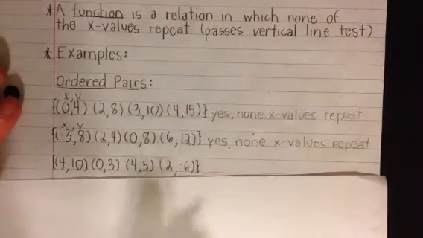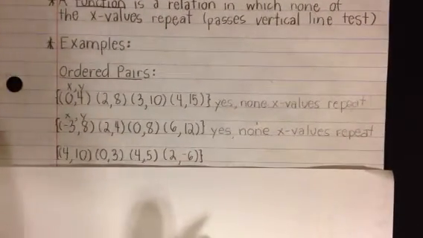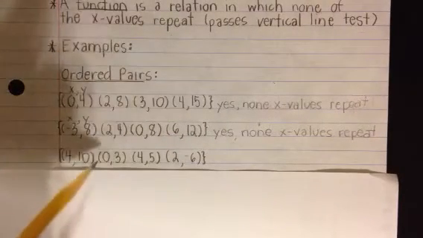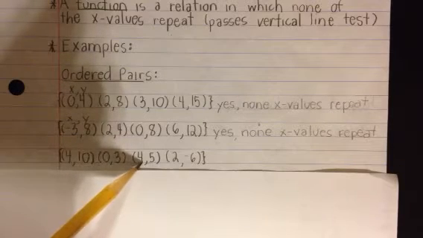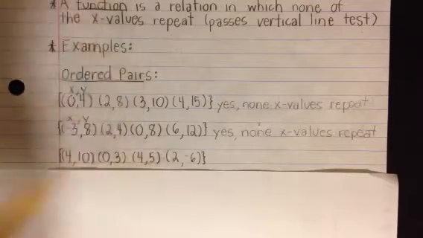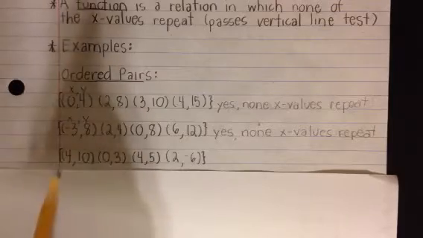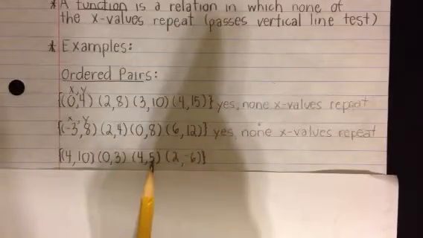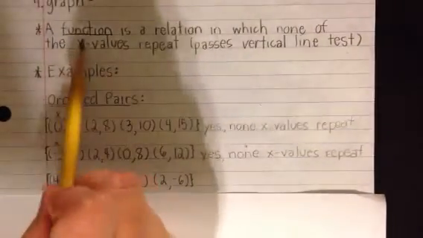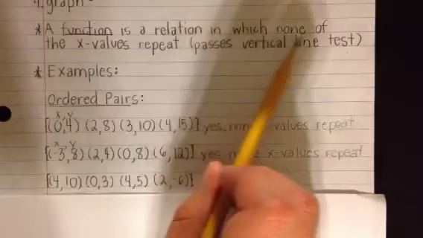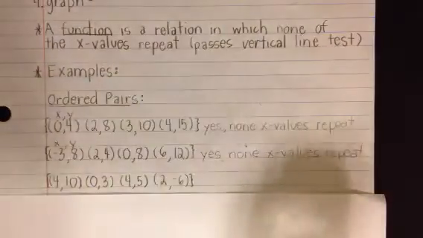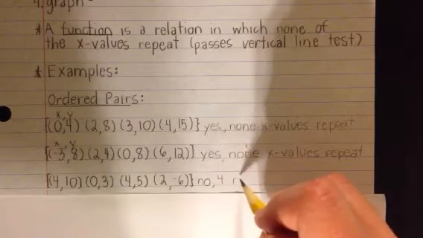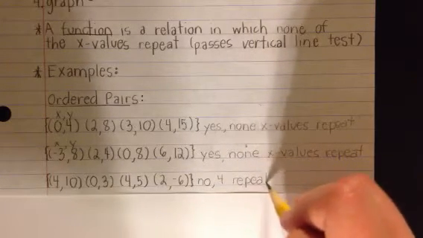Alright, let's look at this third set of ordered pairs. We've got x values of 4, 0, 4, and 2. Alright, a red light should be going off in your head because I said 4 for an x value twice. 4 goes with 10 and 4 goes with 5. That is not allowed when we're talking about a function. A function cannot have any x values that repeat. So no, this is not a function. 4 repeats. The x value of 4 repeats.